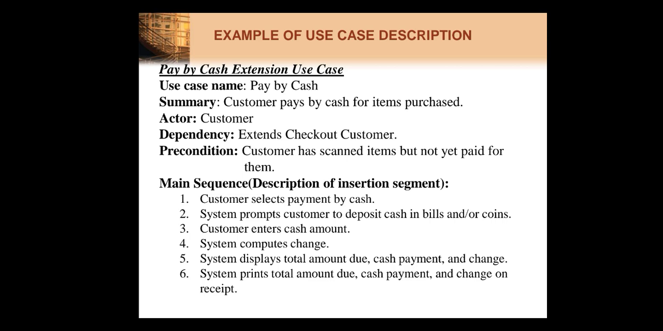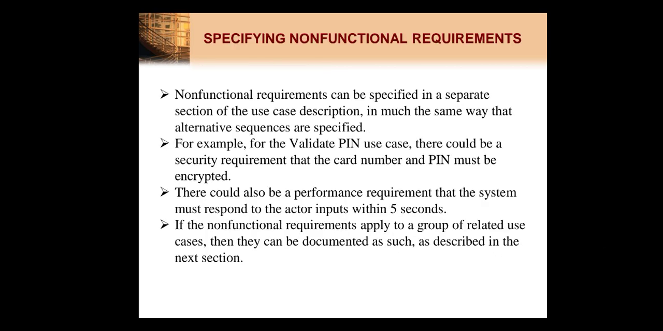Okay, so what is the main sequence for pay by cash? The customer selects payment by cash, the system prompts the customer to deposit cash in bills, that is rupees, or in coins. The customer enters the cash amount, the system computes change, and the system displays the total amount, cash payment, and change. Then the system prints the total amount and gives the receipt to the customer. In this way you can write down the main sequence as well as the alternate sequence for the extension use case. I hope these two relationships are clearly understood, how to use the include relationship as well as the extend relationship.